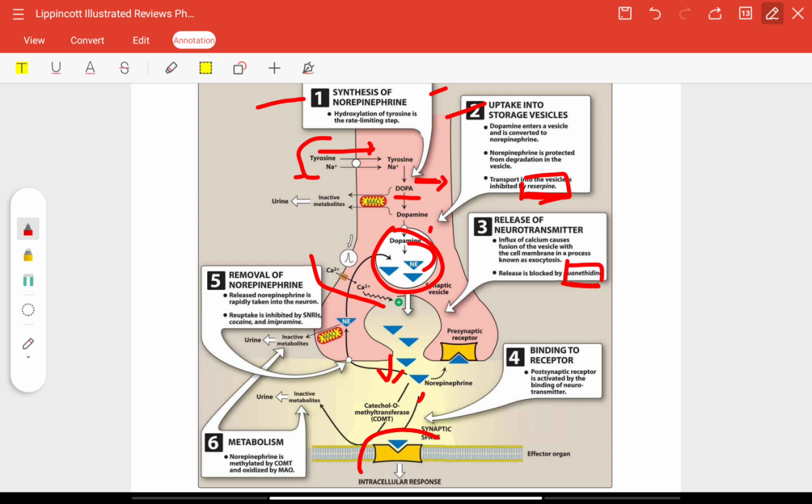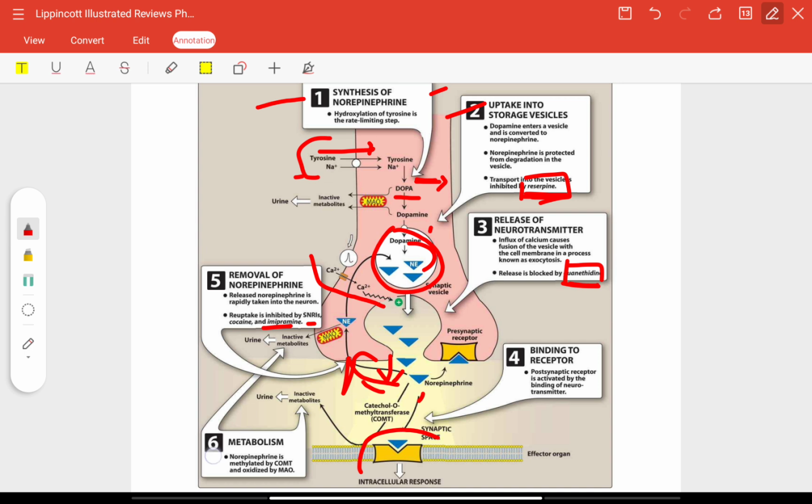Released norepinephrine is rapidly taken back into the neuron, and reuptake is inhibited by SNRIs, serotonin norepinephrine reuptake inhibitors, and cocaine and imipramine. These all inhibit the reuptake of norepinephrine. Here is where these drugs will work.